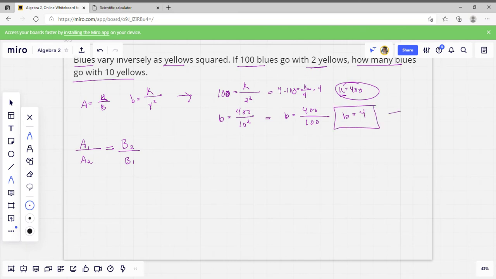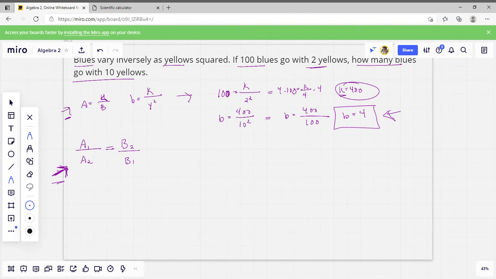Alright, so there's our answer, the first way, the way that we already know how to work inverse ratios. Now let's try it with this new way where we turn it into a ratio. So this one's just our inverse variation that we've already done, and now we're going to use a ratio to do it.